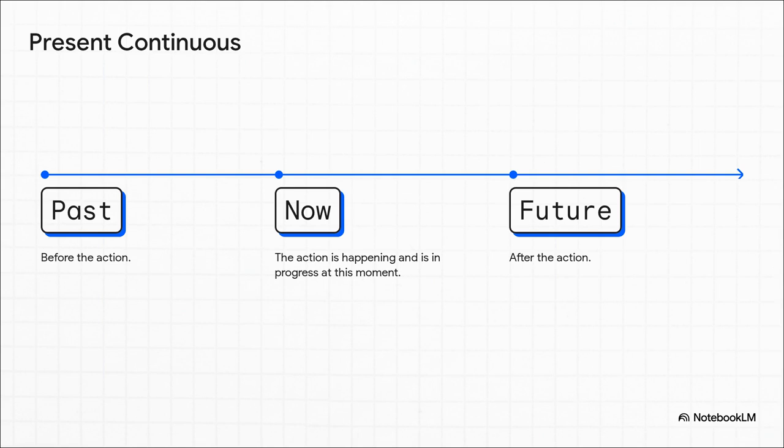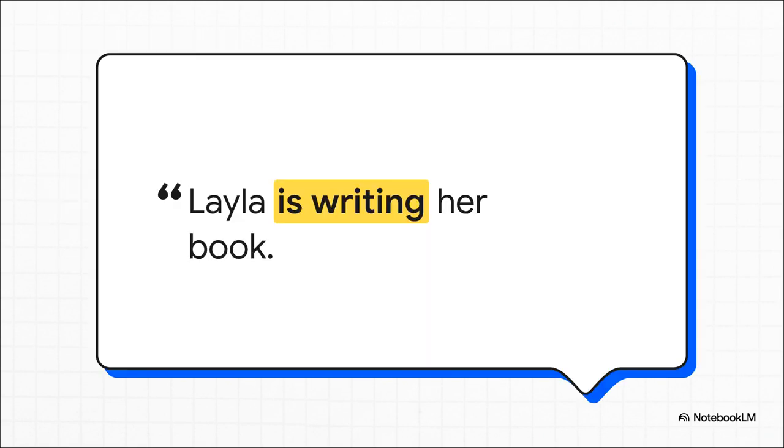As you can see, this tense puts the action smack dab in the present. It's an unfinished process. It's happening as we speak. It's live. So for our story, what this means is that Lila is at her desk. Her laptop is open. Her fingers are on the keyboard right at this moment. The action of writing is literally happening now.